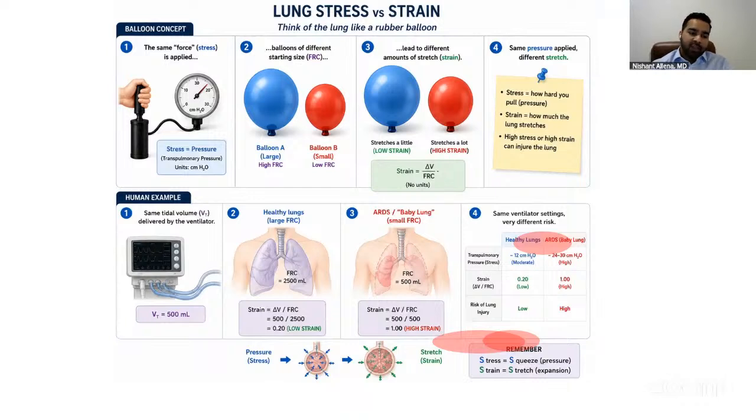So, in the same human example that you have down below, if you can see, with the same lungs you have two different strain values. With the healthy lung, you have a strain value of 0.20. And with an ARDS or baby lung, you have a strain value of 1. And that's the reason why we go for low tidal volume ventilation in ARDS.